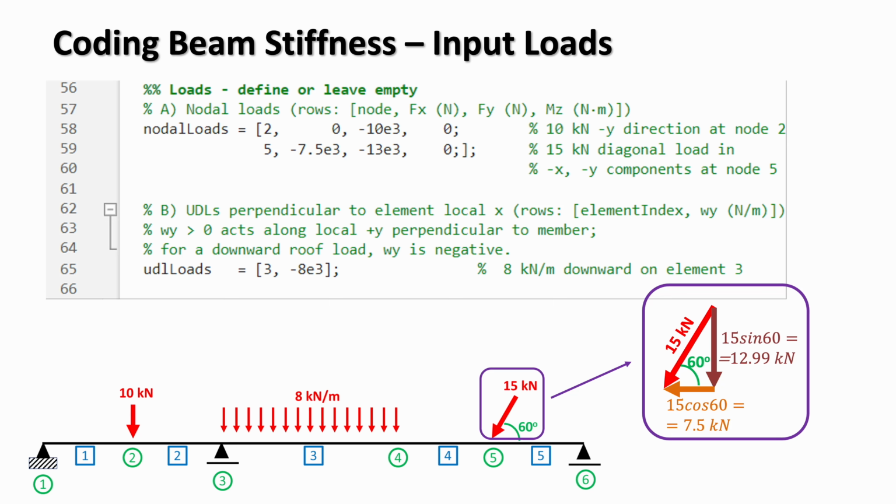Second, we define the uniformly distributed load. This acts along an element rather than at a node and is defined in the local coordinate system. In this case, we apply an 8 kilonewton per meter downward load on element 3, which is entered as a negative value. This distributed load will later be converted into equivalent nodal forces when we assemble the global load vector.